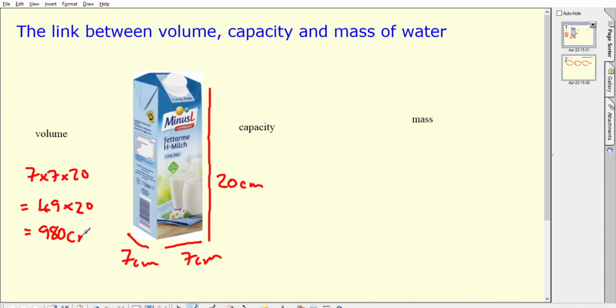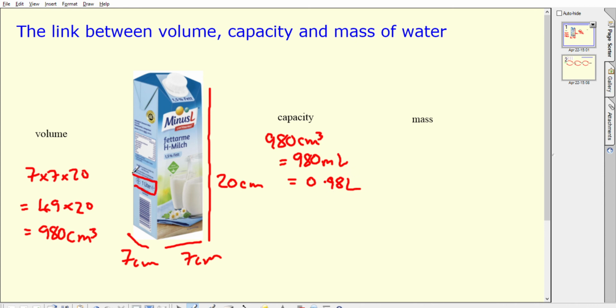980 centimeters cubed. And again, as we learned last time, when we're talking about liquids, a volume we'll often write as a capacity, and 980 centimeters cubed is equal to 980 milliliters, which is also 0.98 litres, because you can divide by 1,000. And you can see this 0.98 is very close to the 1 litre that's written on the side of this. Now I want to talk about mass. Where does mass come into this?